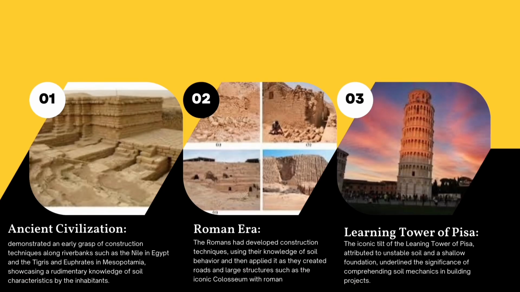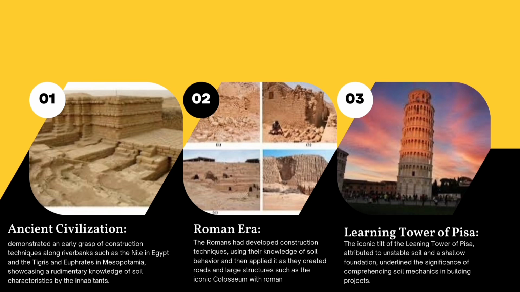So first, the ancient civilization. During this era, early construction around the river banks such as the Nile in Egypt and the Tigris and Euphrates in Mesopotamia actually demonstrated basic soil knowledge by the people.